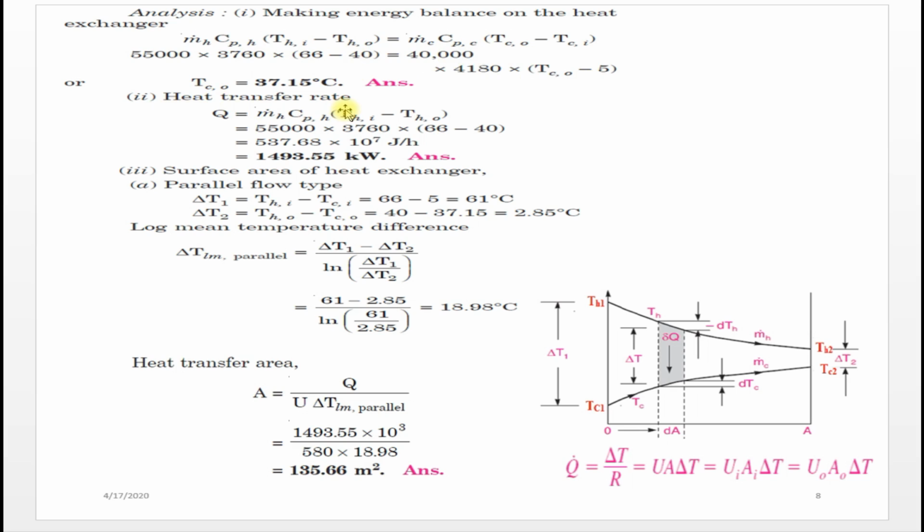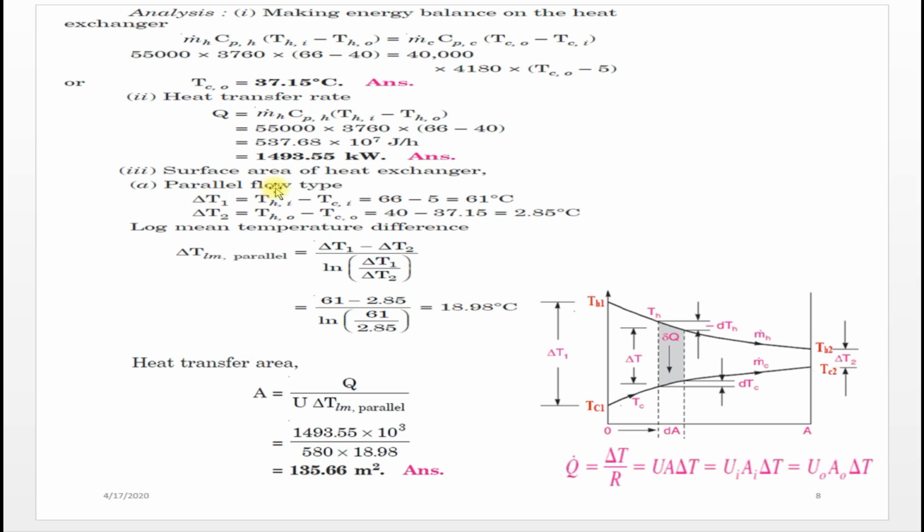Then the heat transfer rate equation. You can use any one of these equations. Q is equal to m dot h Cph (Thi minus Th naught). You will directly get the Q value, the heat transfer rate in kilowatt. Then we have to find out the surface area of the heat exchanger.